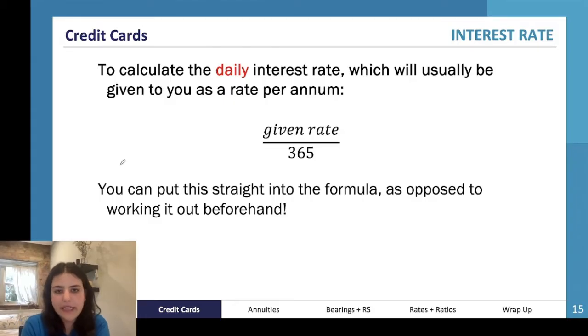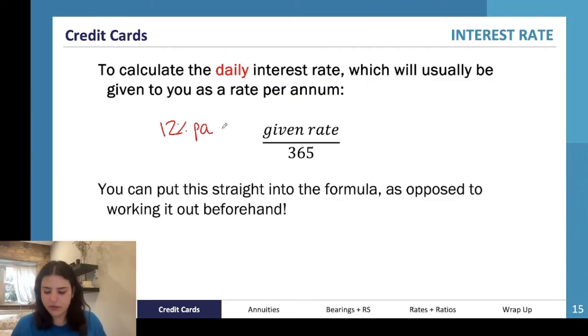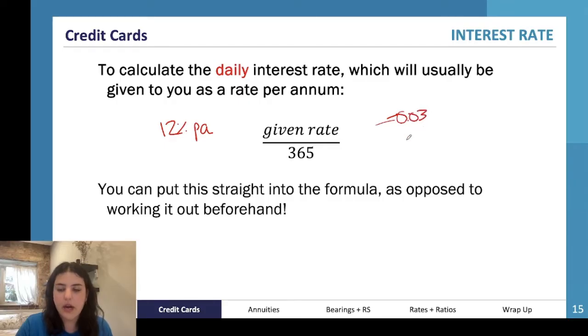Okay, so to calculate the daily interest rate, which will usually be given to you as a rate per annum, you do the rate divided by 365. So let's say the rate per annum is 12%. You would do 12 divided by 365, and that would give you 0.03. That's essentially 0.003%, so you just use it as 0.003.